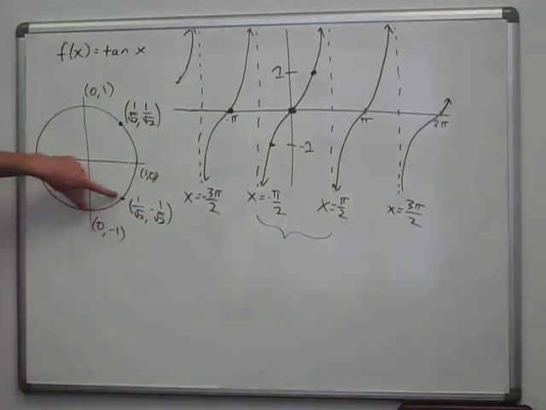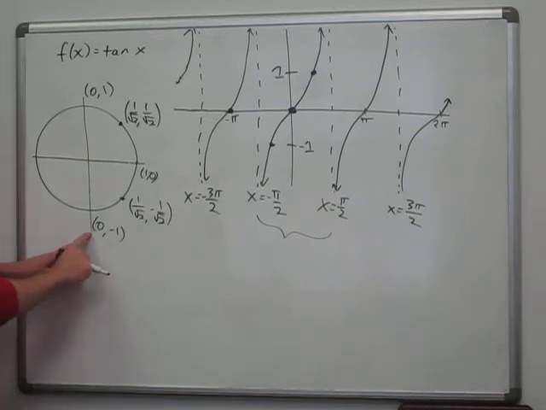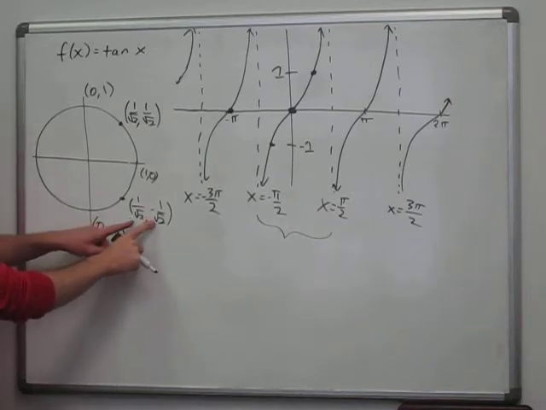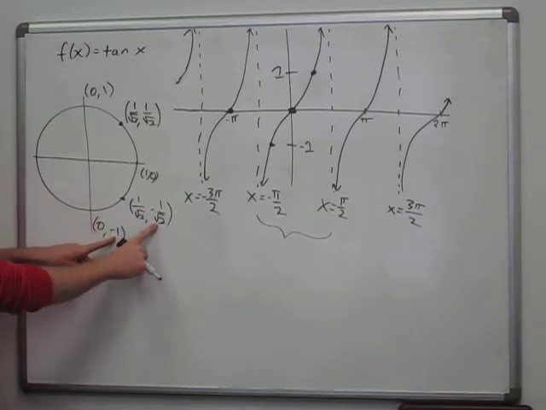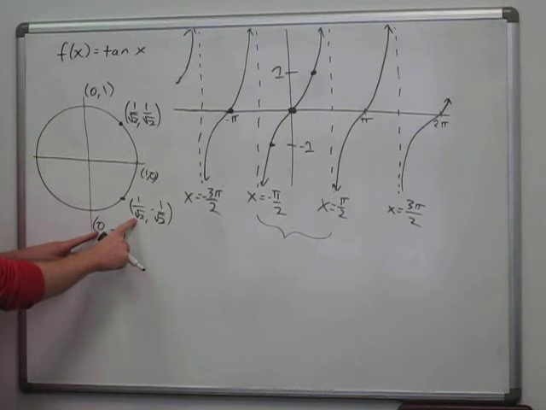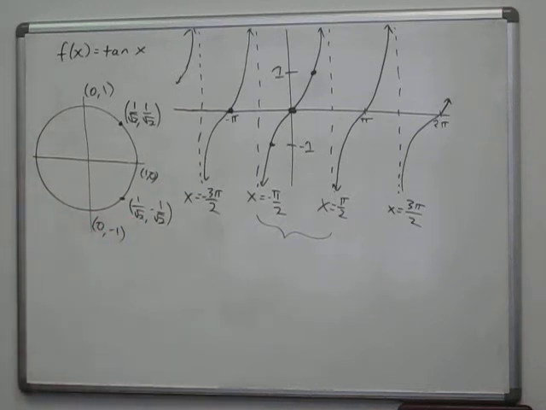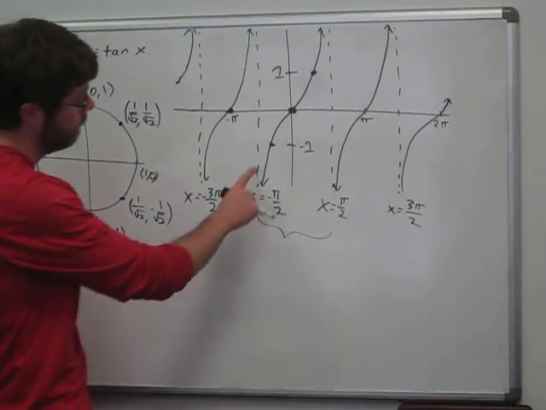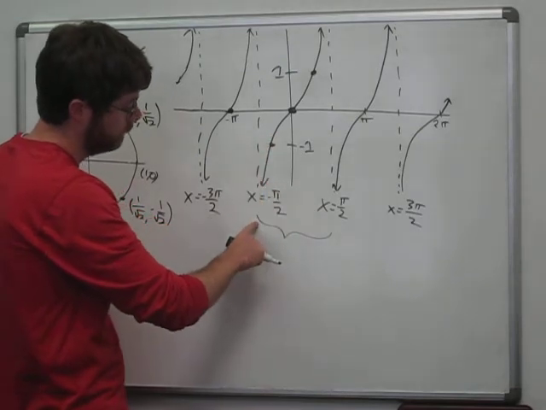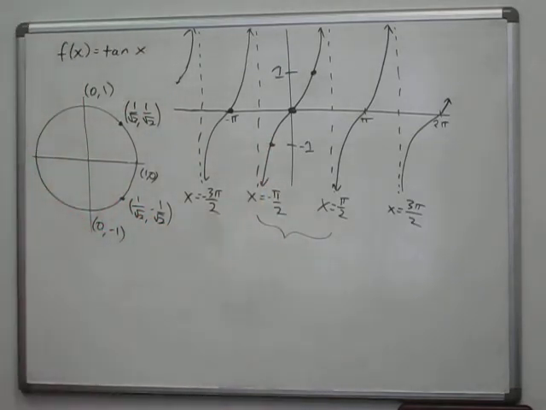Going from negative pi over 4 to negative pi over 2, again, tangent is undefined at negative pi over 2 because negative 1 divided by 0 is undefined. And our ratio, the numerator is getting closer to negative 1 while the denominator is getting closer to 0. So we're getting a larger and larger negative ratio, which is why the function's taken off toward negative infinity.